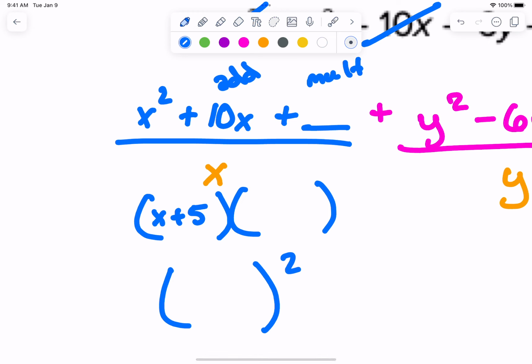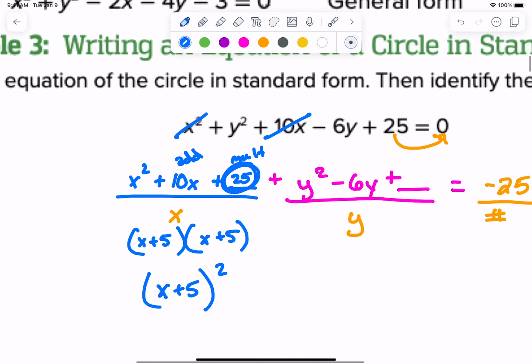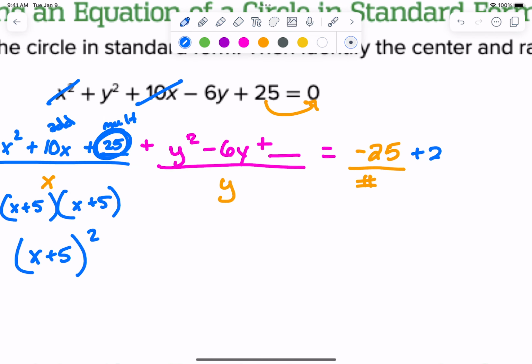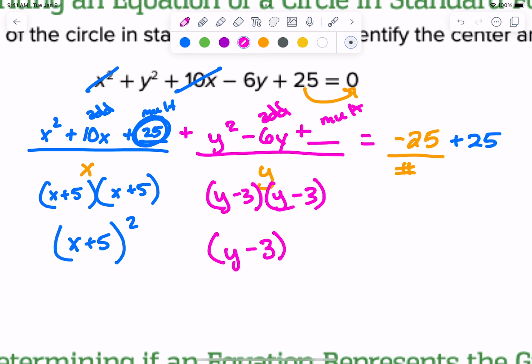Got it? Minus. Now what goes in this bubble right here? 25. Here's the deal though. If we're adding 25 onto the left side of the equal sign, we've got to also add 25 here. You see that? Okay, now let's go to y land. Minus 6y. I want two numbers that multiply to get this number, and when I add them, give me this number. Negative 3, right? Negative 3, so I can write that as (y − 3) squared. Then what goes in the bubble? 9.